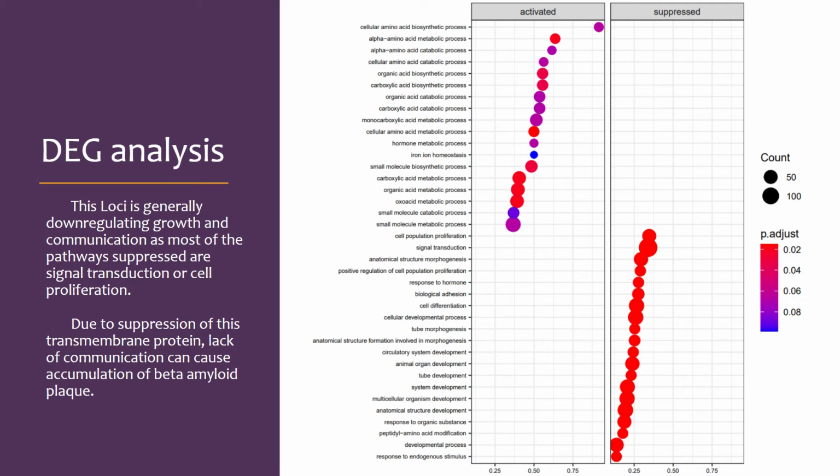suppressed pathways are like signal transduction and response to hormone, biological adhesion, cell dedifferentiation, and cellular developmental process, the tube morphogenesis. This type of pathways are suppressed here, which ultimately signifies that there is a suppression in like extracellular linkage between the cells, and there is not a very proper communication or structure which can support neuron and nervous conduction.